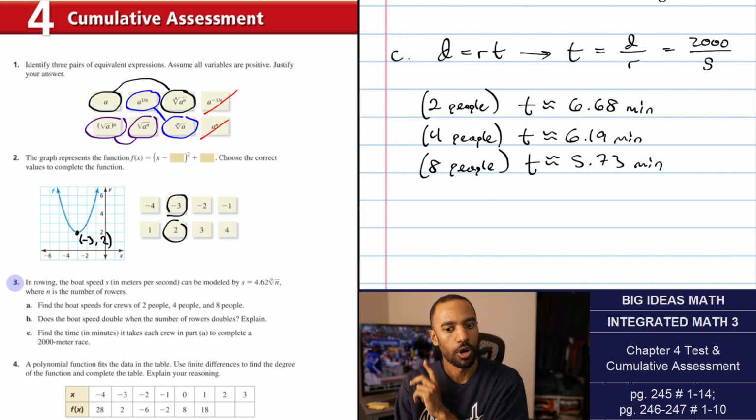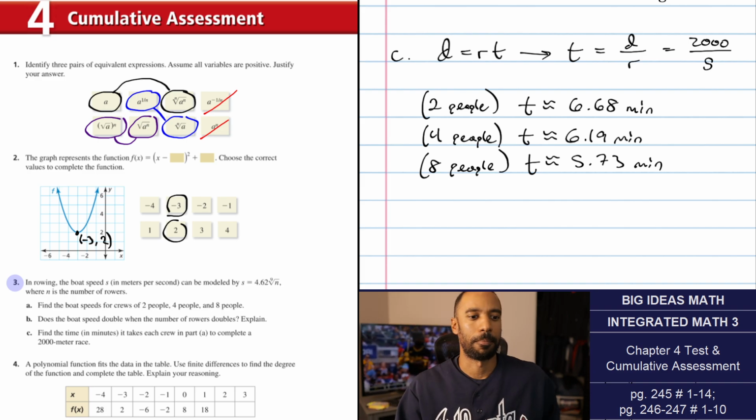Cool problem. Cool problem, bro. Like the story of the rowboaters. It's cool, bro. All right. Totally.